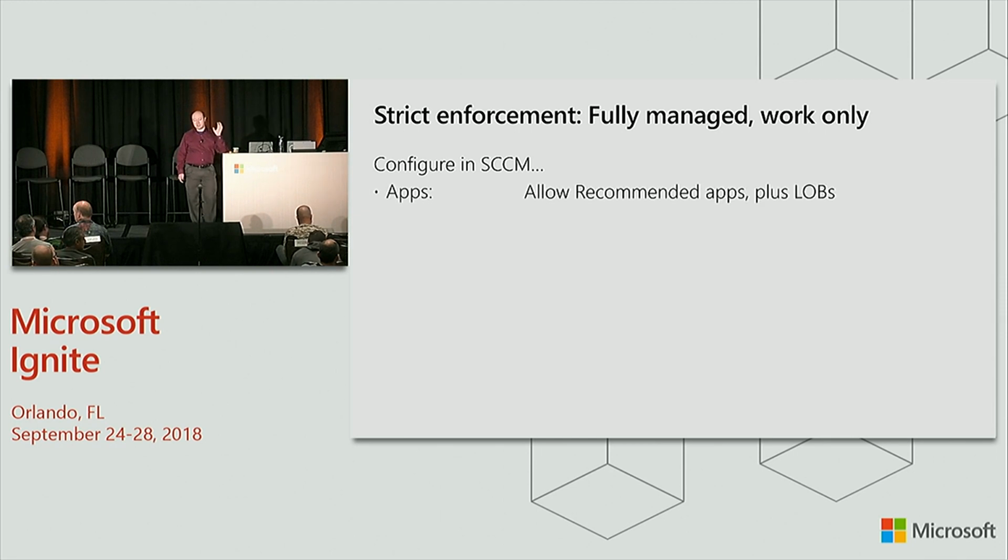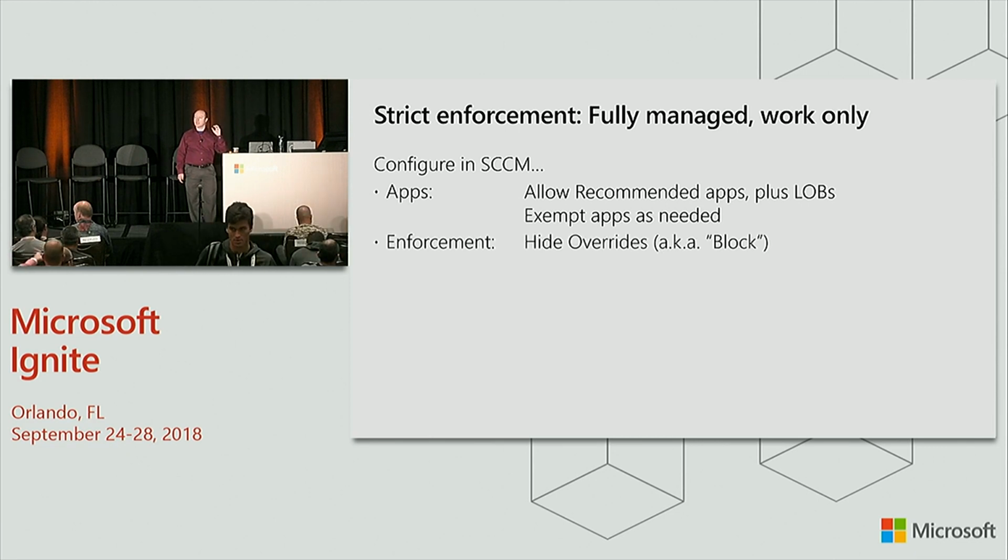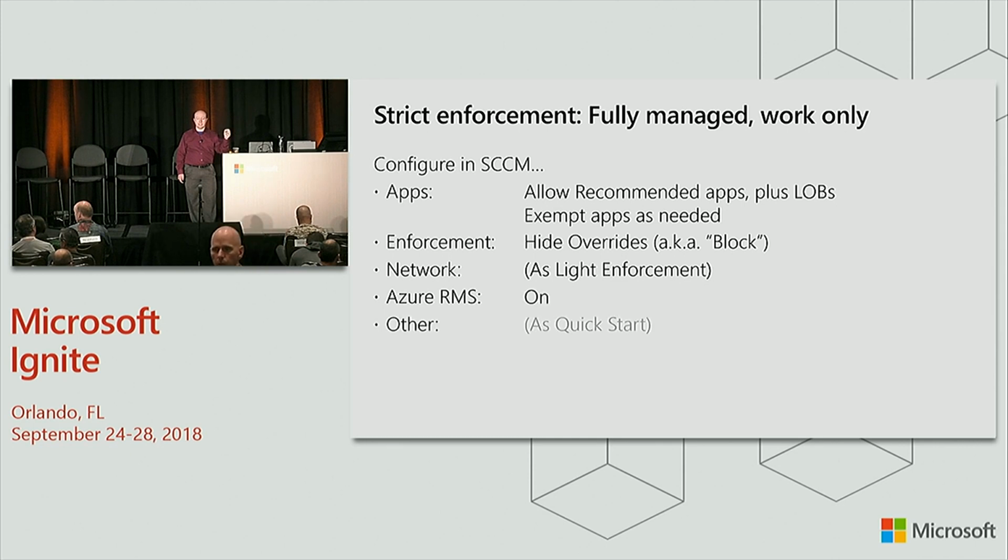Allow the recommended apps plus your line of business apps, and then exempt only the things that you feel you need to for app compat reasons. Hide overrides, so this is the most strict you could get. You could also do it with allow overrides, depending on the group. The same network configuration that you used for light enforcement, Azure on, and everything else is the quick start.